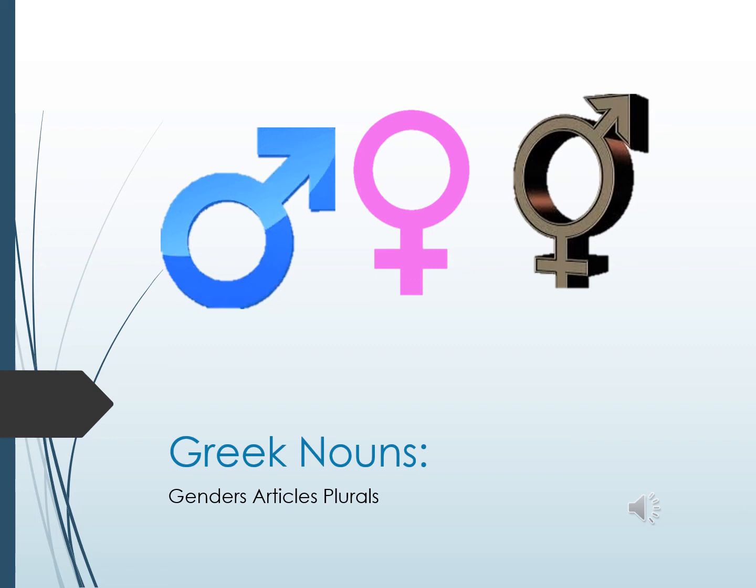Today we're going to look at Greek nouns. Just like in English, there are singular and plurals, but where it differs is that there are genders and articles. So let's have a look at Greek nouns.